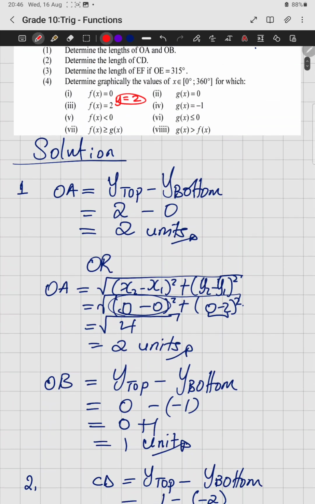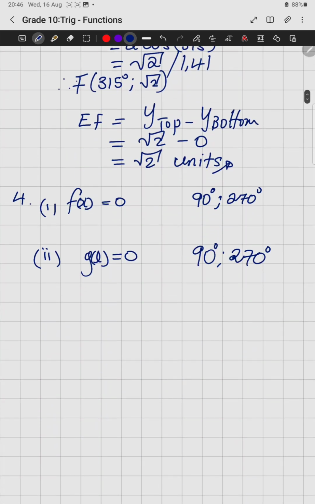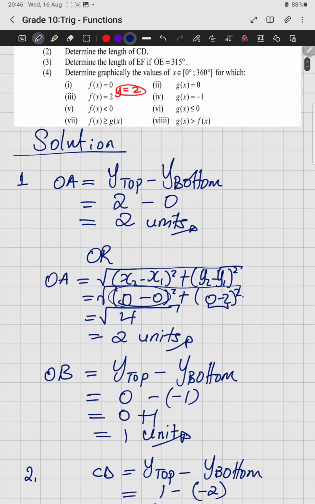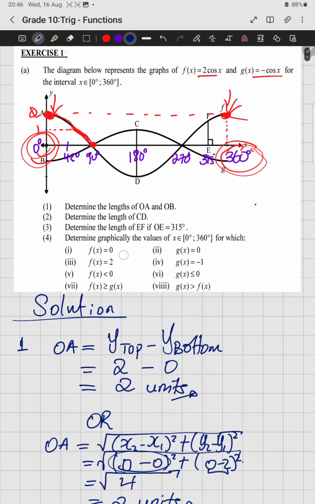Okay, so now how do we write that one down? Then we say number 3, and then f of x is equal to 2. That means where x is 0 degrees to 360 degrees. Okay, and then now we move on to the fourth one. Now we are looking for the values of x when y of g is equal to -1. Where y is -1, we want those values of x there.